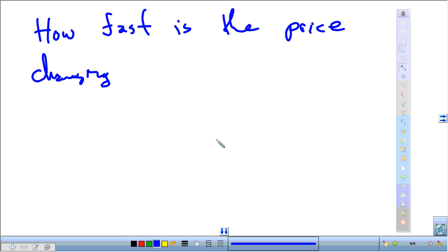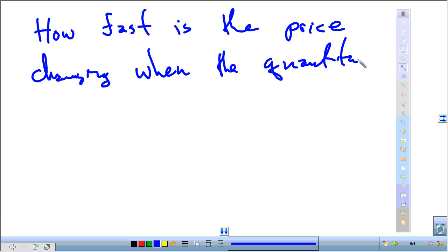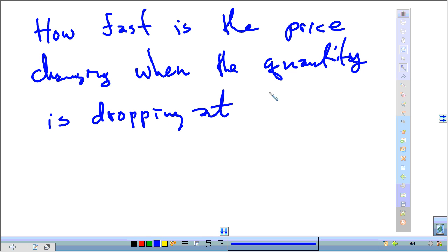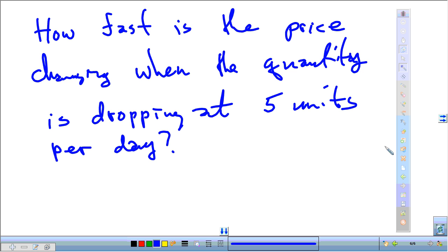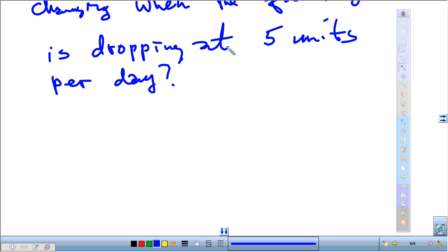We might ask something like, how fast is the price changing when the quantity is dropping at 5 units per day? So in this question, what do we have?